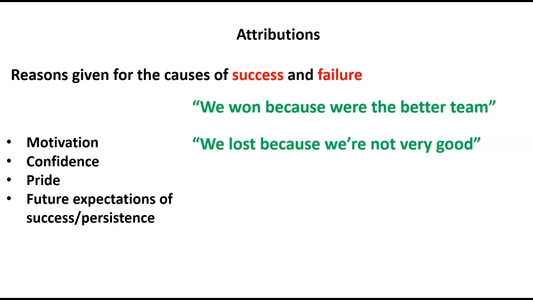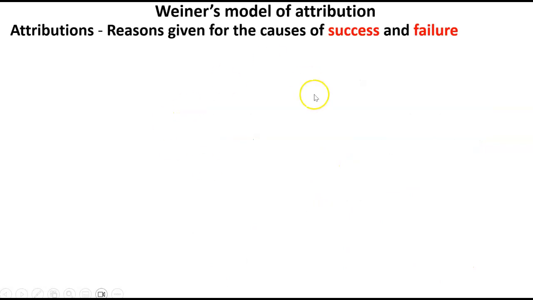So what we have to have a look at is how we can use an attribution model to help us classify and analyze attributions such as the two green quotations that you can see on the screen now. To do that, there was a theorist, a sports psychologist called Weiner, and he created a model of attribution. When he researched all the reasons that people give for success and failure, he grouped them together into 4 types of attribution. Those 4 types of attribution were ability, effort, task difficulty, and luck.